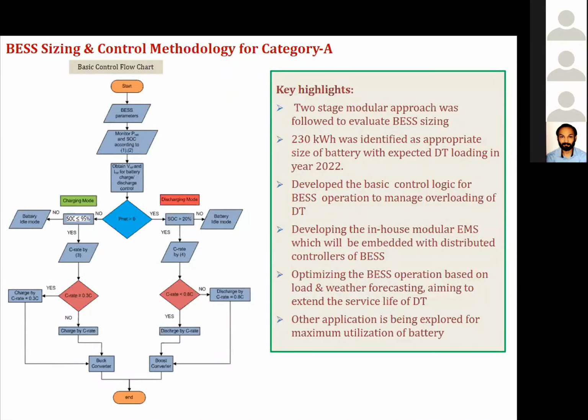These are the battery energy storage sizing and control methodology for category A. We have used the two-stage modular approach for evaluating the battery energy sizing. The 230 kilowatt was identified as the appropriate size of battery, expected to load in year 2022. We have developed the basic control logic for the energy storage system and optimizing of the energy storage operation based on the load, weather forecasting, and aiming to extend the service life of the DT while calculating with the loss of life of the distribution transformer.